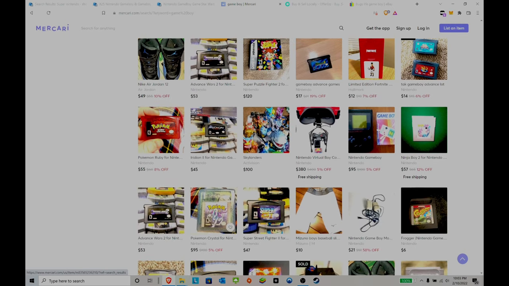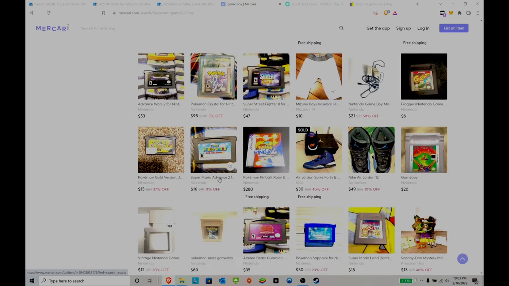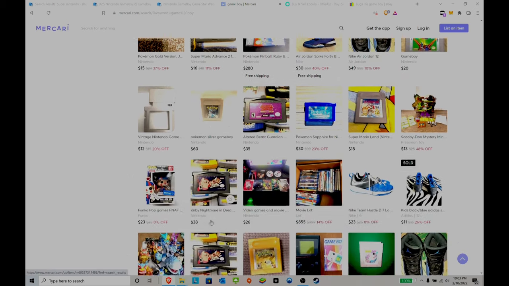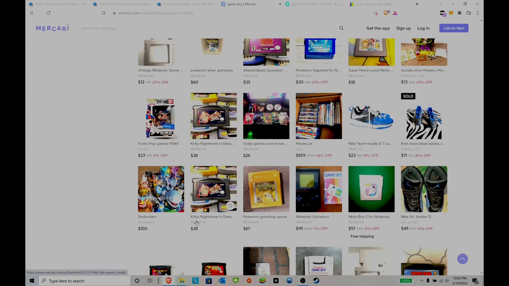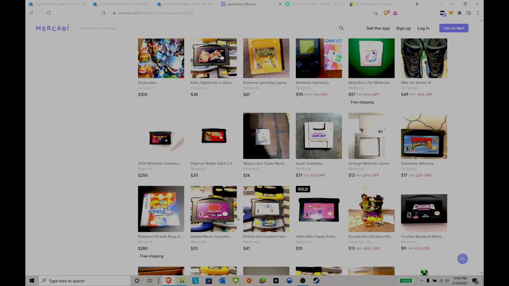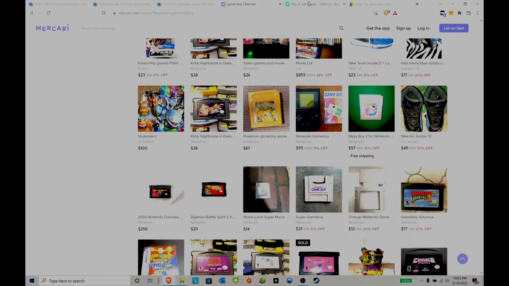This one, let's see, like $95 for Crystal. And that's not really a steal. You could probably find that cheaper. $60 for Silver, that's not a steal either. Not a great price. $67 for Pokemon. Yeah, like I mentioned, you're not going to find the best things. This is an okay site. If you're definitely looking for alternatives, this is not a bad site.